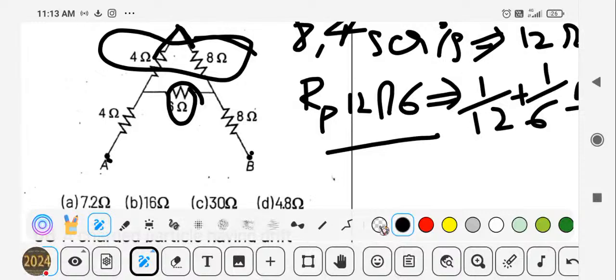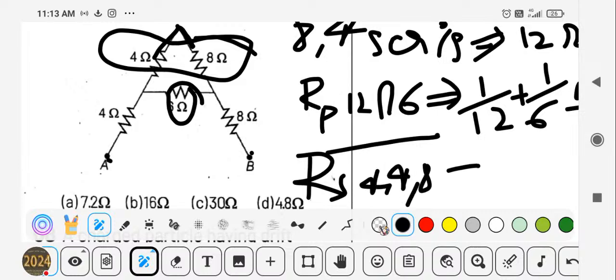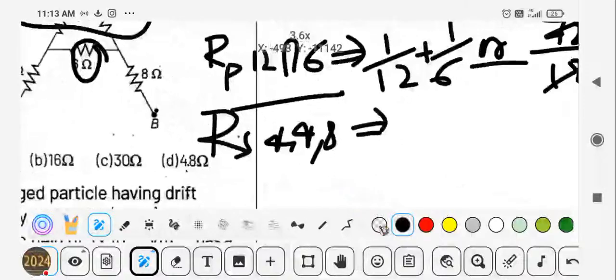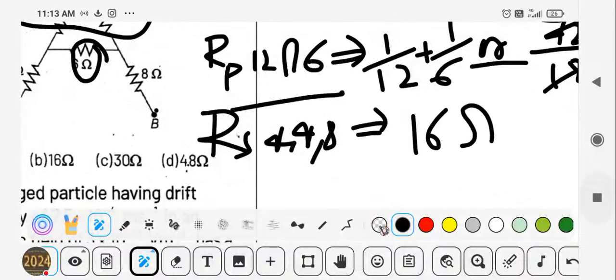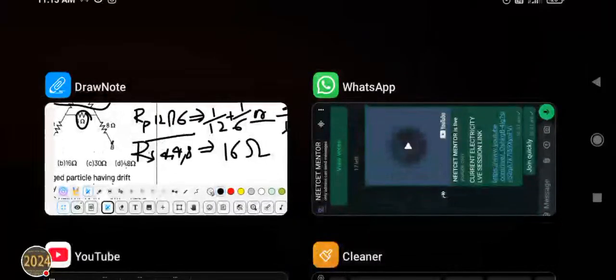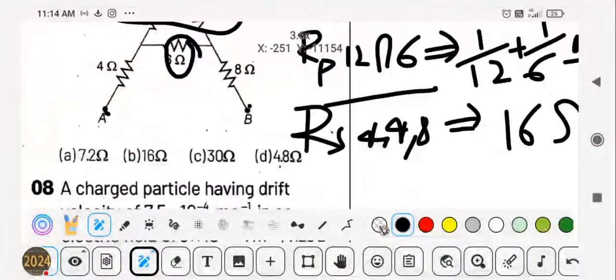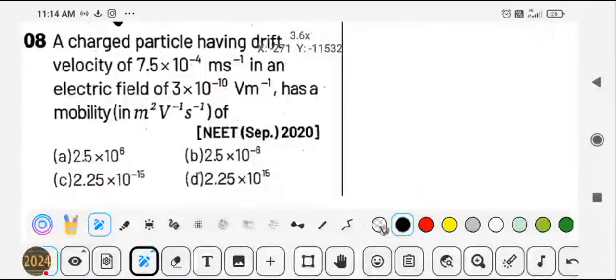Next, this 4 ohm resistance we found and the 8 ohm are in series. So RS for 4 ohm and 8 ohm can be directly added. So what will be the answer? That is 16 ohm. So the answer is option B. Moving on to the next question.